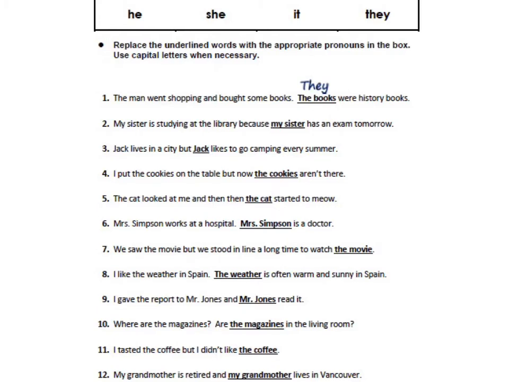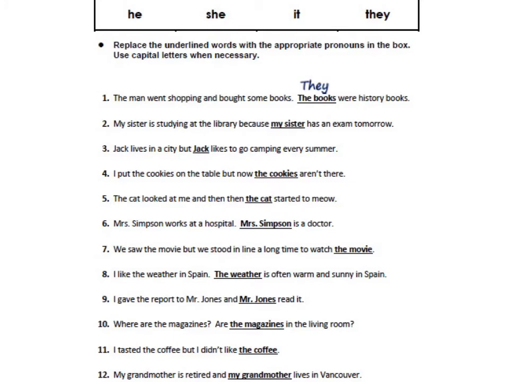Look at number 1. For example, the man went shopping and bought some books. The books were history books. Which pronoun do you use for the books? Yes, you can say they were history books. So you can say the books were history books or they were history books.